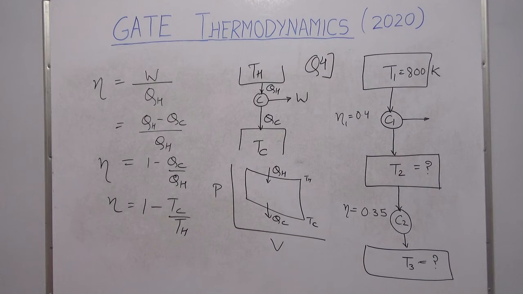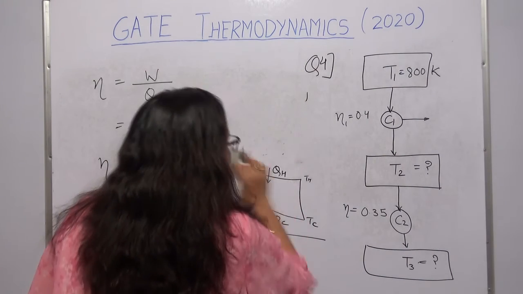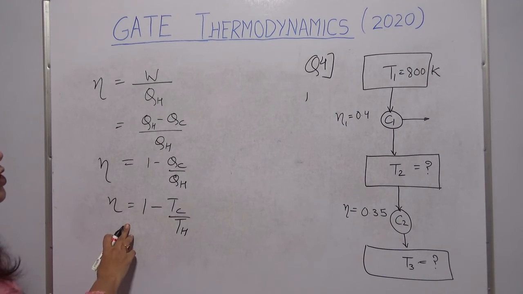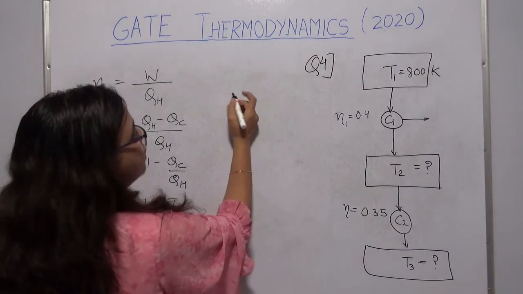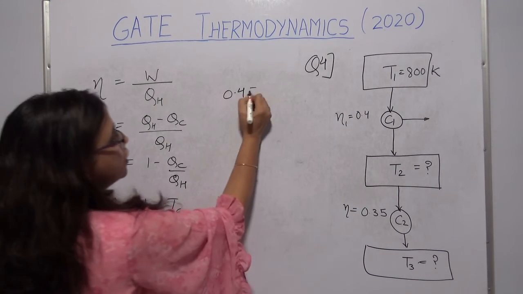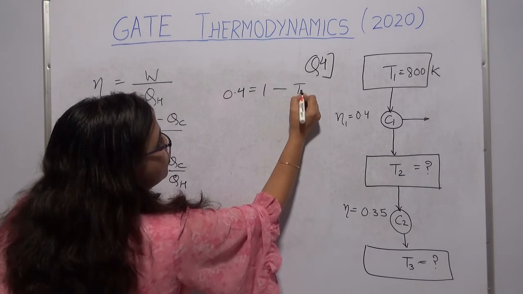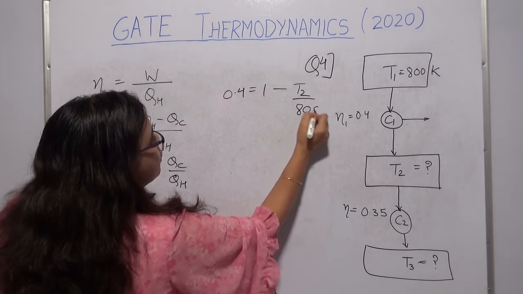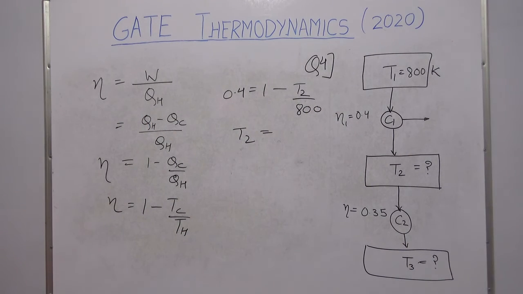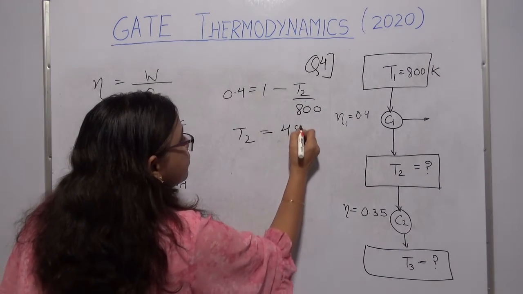Now your question is very simple. This was all background, so I will erase it. Let's apply this to the first engine. So eta 1 is equal to 0.4, which is equal to 1 minus T2 upon T1. I don't know T2, T1 I know. So from that I calculate my T2. Do that and you will find that T2 comes out to be 480 Kelvin.